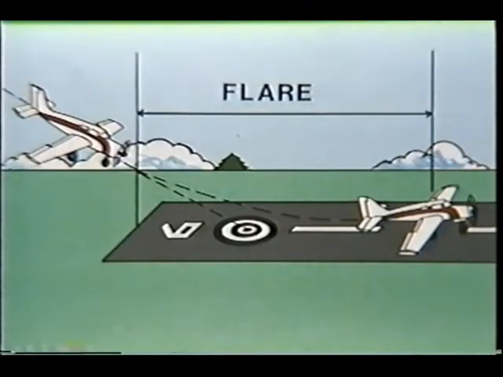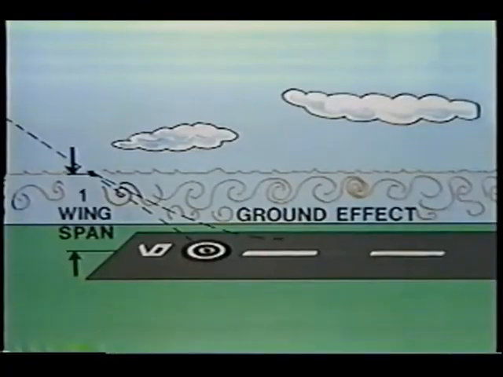The flare, or roundout as it's sometimes called, is the period of transition from approach attitude to landing attitude. For most aircraft, flare begins at about the time the airplane enters ground effect, which should be slightly before you reach your selected aim point. As we mentioned in part 1, ground effect is the height equivalent to about 1 wingspan.